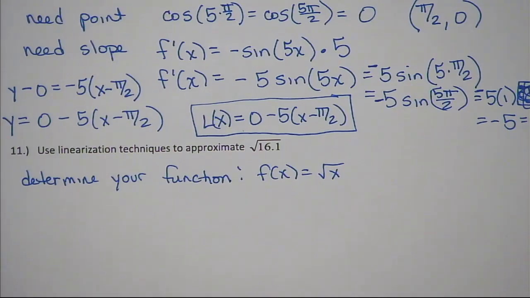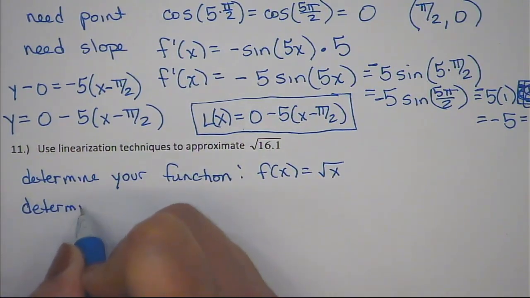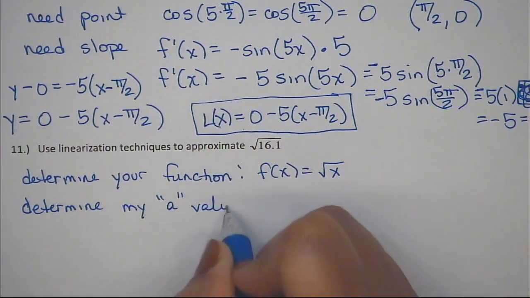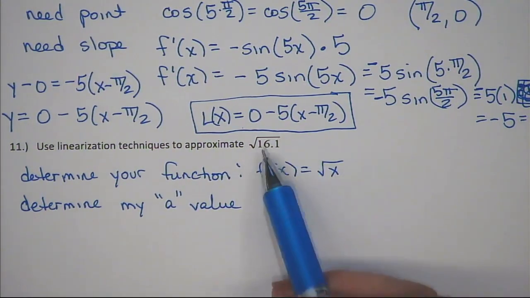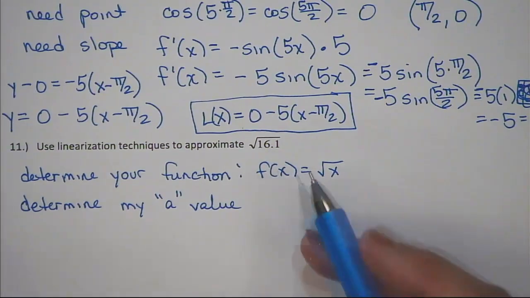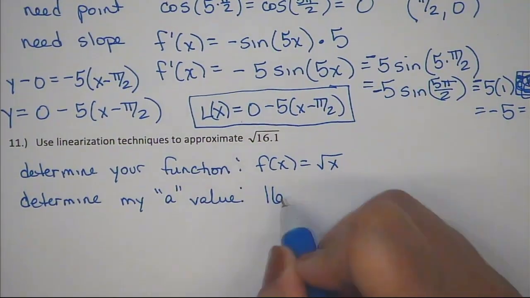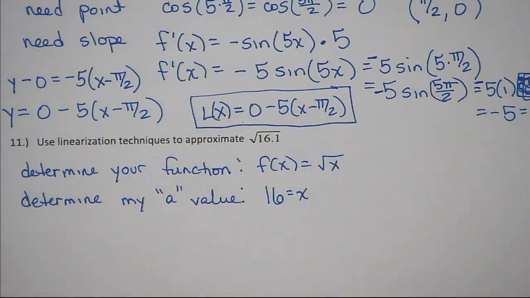All right. Now, I need to determine my a value. Remember the ordered pair. I don't want a to be the square root of 16.1 because I don't know that. I want to come up with a number that I can do in my head. So what's a number close to 16.1 that I know the square root of? 16. All right. So that's my number that I want to start with. Remember, a is x. So that's our x value.